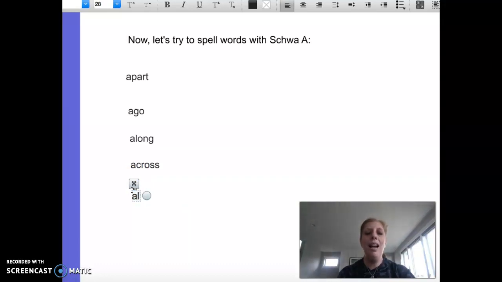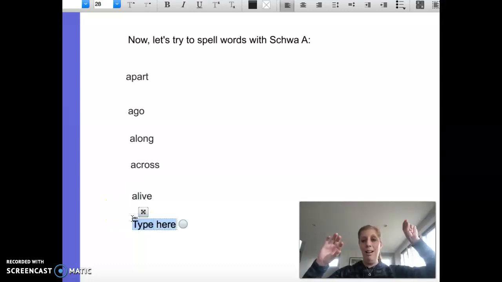Live. Now it could be a silent E or it could be a Y. When you look at those two alives, does one of them look right? Hopefully the first one, because that's the right one, alive. Okay, how about the word afraid?